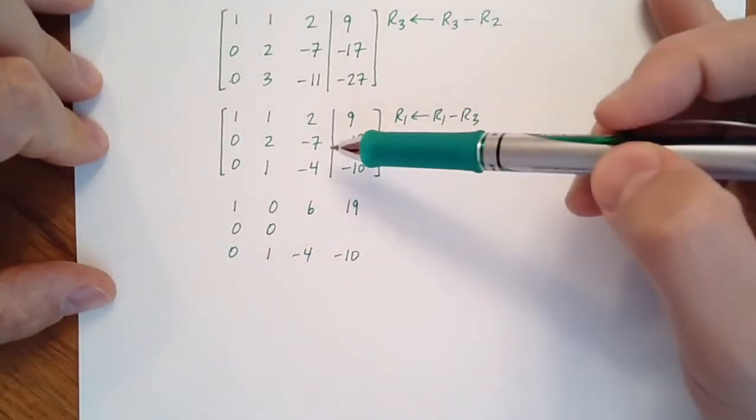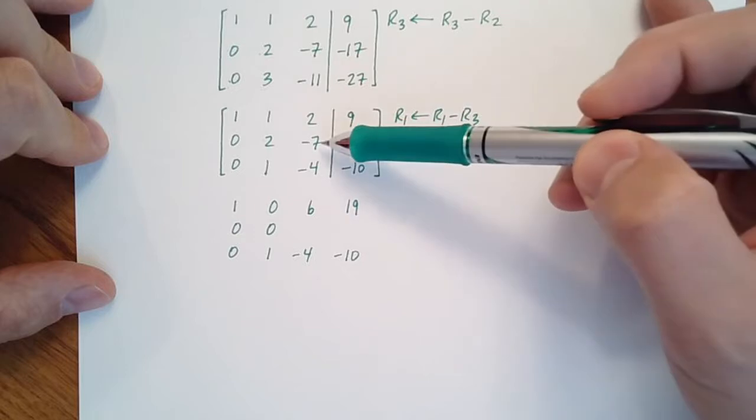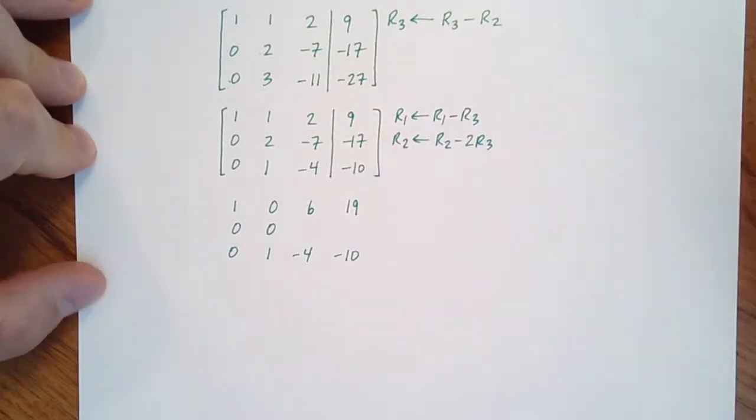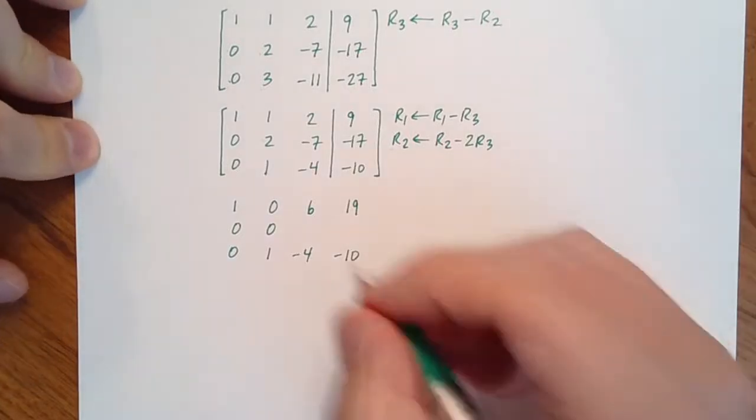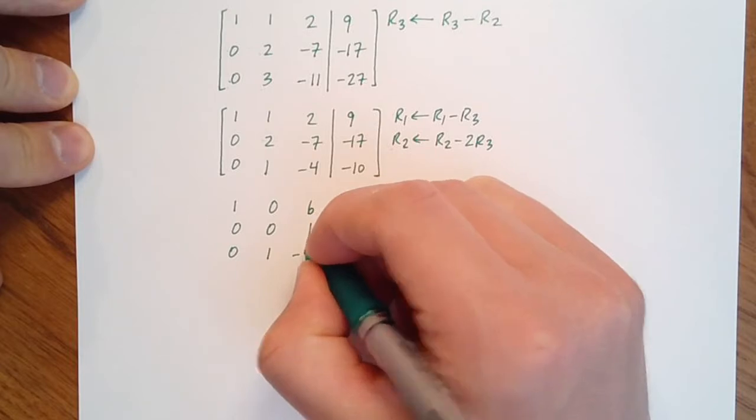And then now what will we have? We'll have negative 7 minus 2 times negative 4. So that's actually like negative 7 plus 8. Right? So that's actually going to be negative 7 plus 8 will be 1.